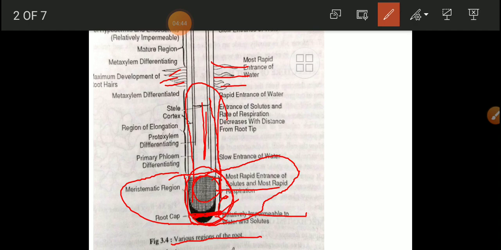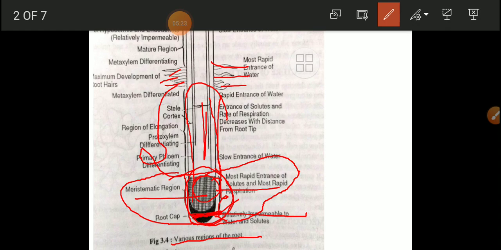Behind the root cap region, there is a meristematic region, and this meristematic region shows the most rapid entrance of solute and the most rapid respiration. Just behind that, there is a region of elongation. Behind the region of elongation, root hairs are present, and that is the region where the rapid entrance of water takes place. Why am I telling you all these things?